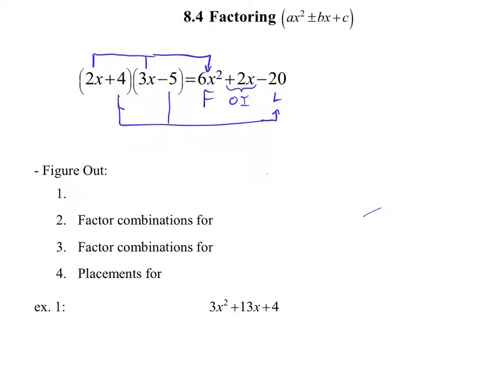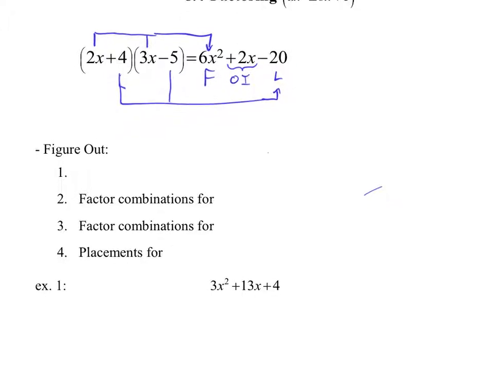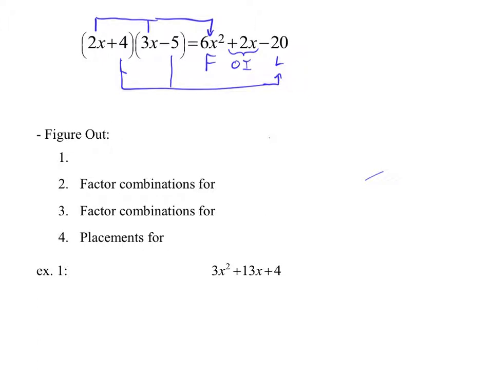Okay. So here's the order that I'd recommend for figuring things out. As long as you understand that, jump down here. First, I would just figure out the signs. Like what we did in section 3, we look at this sign here and this sign here, and that tells us what the signs need to be inside our binomials. So that's step one.